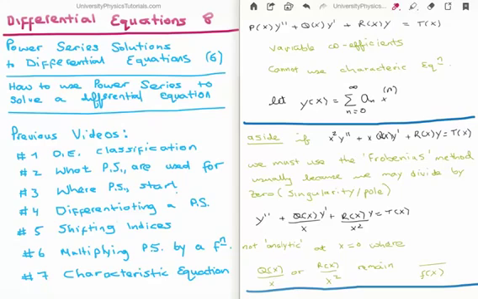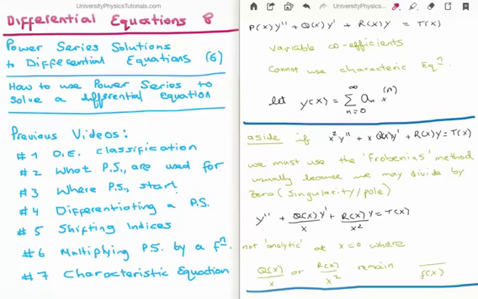So there are 7 videos previous to this, which I suppose all are relevant in one way or another. In video 1 I discussed the classification of differential equations. In video 2 I discussed what power series are used for in terms of, let's say, Fourier series, or comparing them to Fourier series. In video 3 I discussed where power series start. In 4 I differentiated power series. In 5 I shifted the indices. In 6 I multiplied by a function. And in 7 I discussed the characteristic equation, which is what we use to solve a differential equation with constant coefficients, or a second order differential equation with constant coefficients.